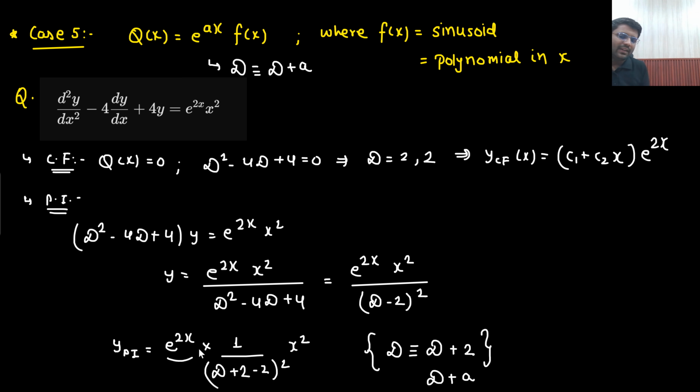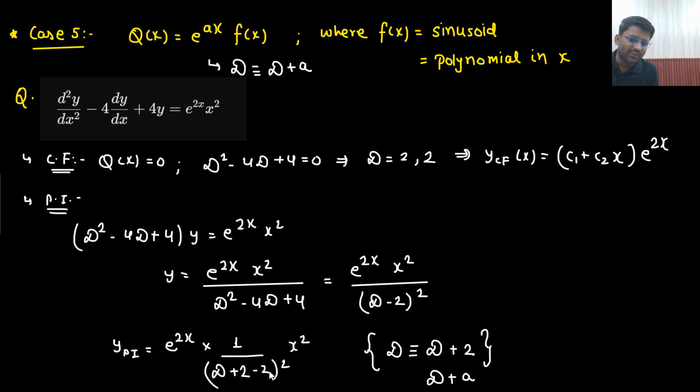So when I am saying I am treating it as a constant, that means now this operator (D plus 2 minus 2) whole square will be applied only on x square. It will not be applied on e to the power 2x. E to the power 2x will say, I have come outside now, nothing will happen to me. Now this is D plus 2 minus 2, so it will become 1 upon D square.